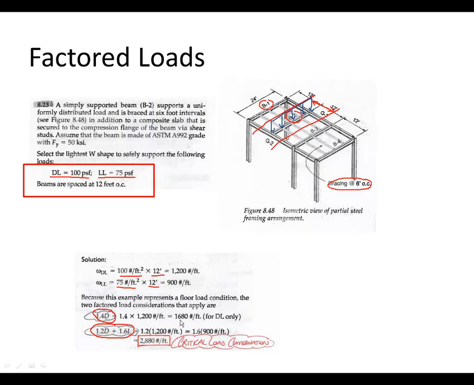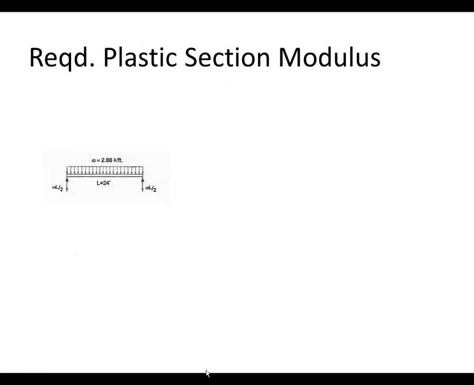1.4 times the dead load gives me 1,680 pounds per foot, considering that load case only. And if I do the other one, 1.2 times the dead load, this should be a plus sign right here, plus 1.6 times the live load of 900 pounds per foot, it actually shows that I've got 2,880 pounds per foot, which is the critical load combination. So this is the value that we want to use moving forward in this problem. You'll notice on this page they've just taken the 2,880 pounds per foot and made it 2.88 kips per foot. Same number, they just divide by 1,000.